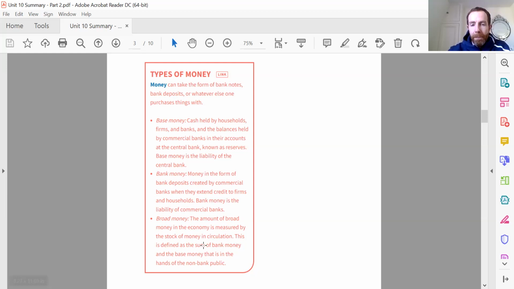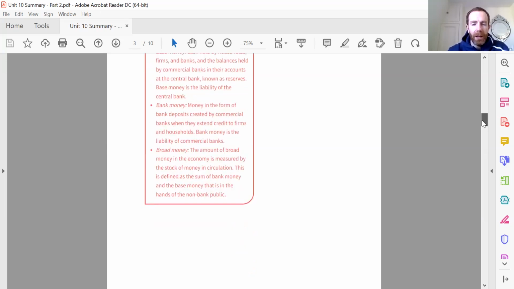So there might be bank money in the hands of firms and households, and that's in their accounts, right? And if they then go into a bank and withdraw it, it would have to become base money. And then there is obviously base money in the hands of households and firms. They might have some cash. And so broad money is the money that actually is in the hands of not the central bank, not commercial banks, but in the hands of the public, basically. So any money that's in the hands of the public, we refer to as broad money.